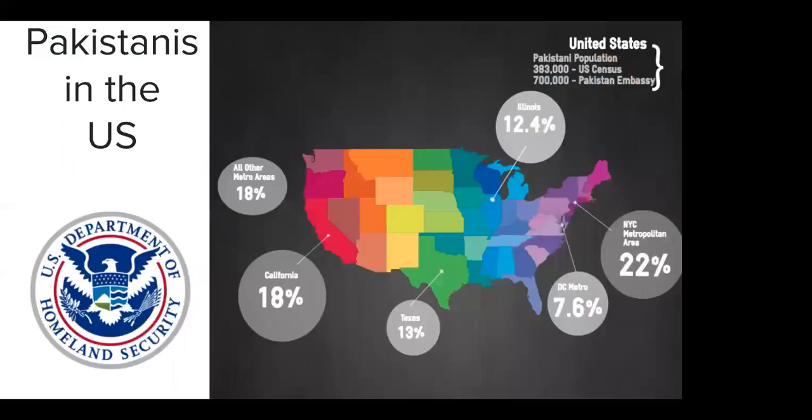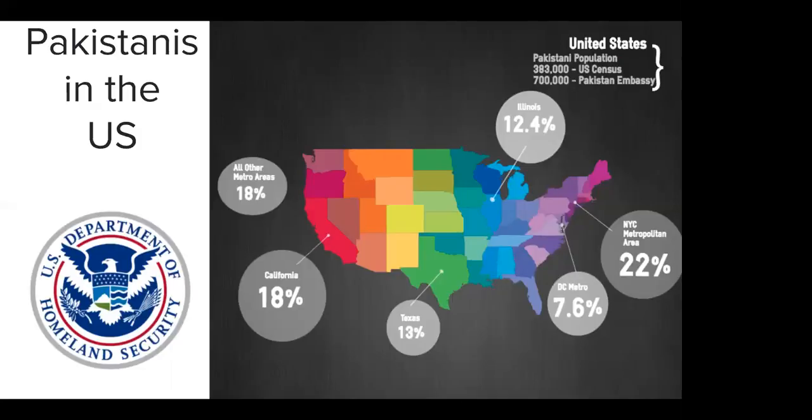So next slide. And here we have a map that shows where the Pakistani people are distributed in the U.S. Before we go to the map, if you look at the upper right, the U.S. Census identified 380,000 Pakistanis in the U.S. However, the Pakistan Embassy suggested that it's probably closer to 700,000. So whatever reasons that might be, that's something important to know.